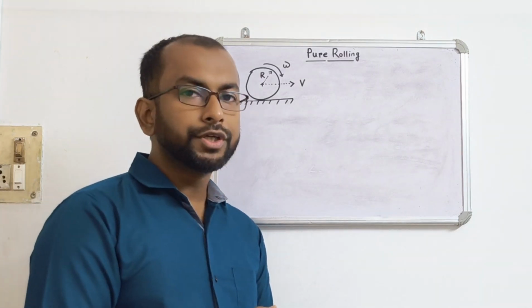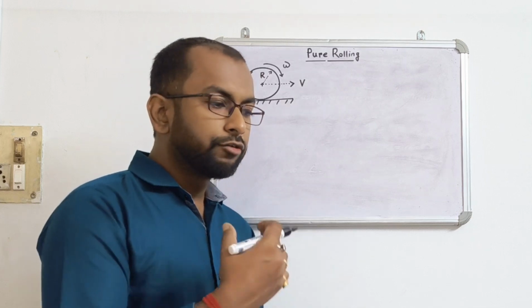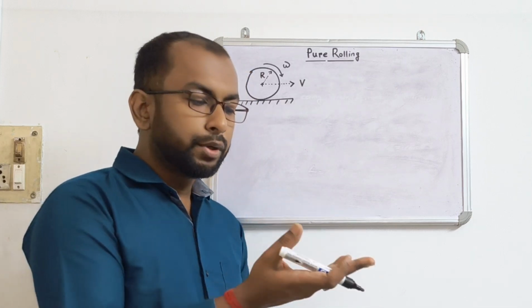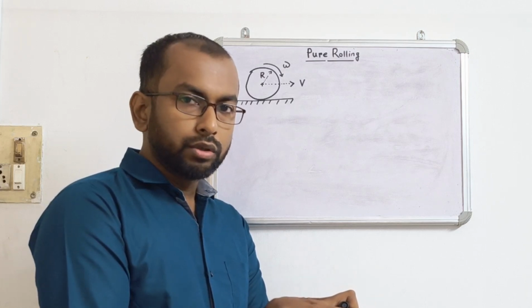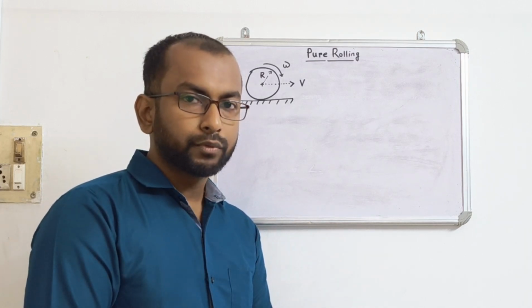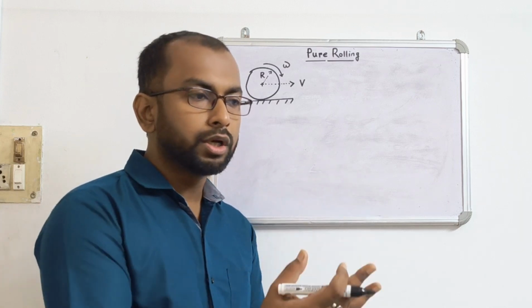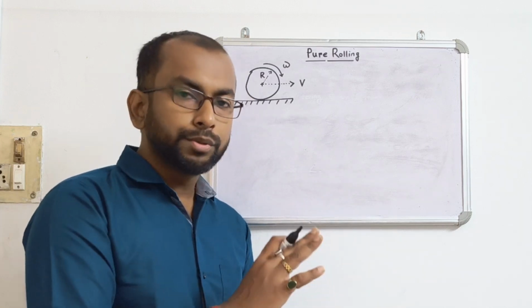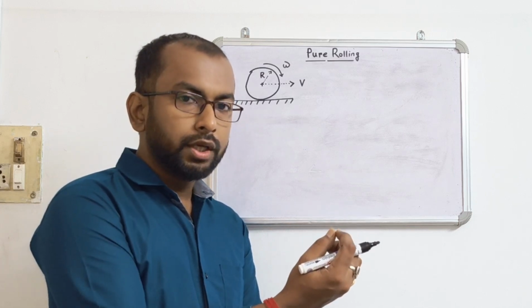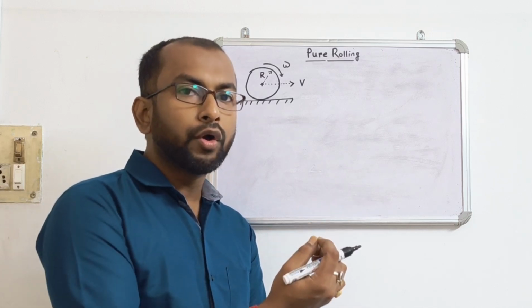So in the terms of physics, whenever a circular body is having pure rolling, between the body and the ground, at the point of contact, there will not be any slipping phenomena or skidding phenomena. So basically we can tell that the relative motion between the body and the ground at the point of contact will be zero.